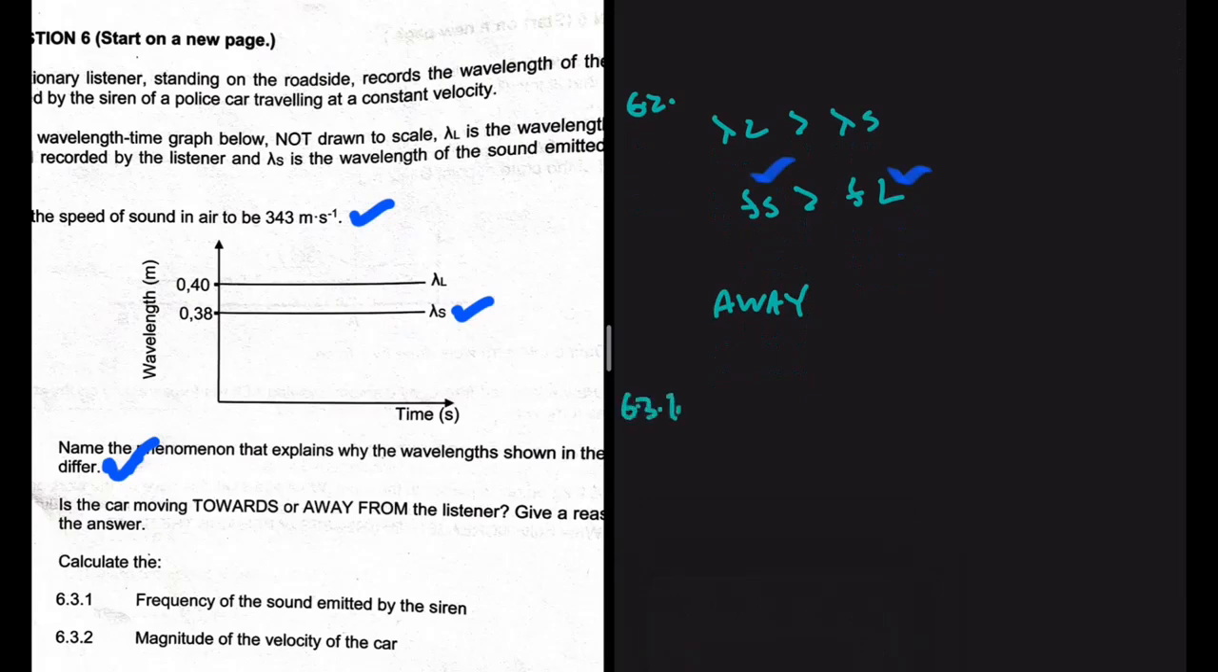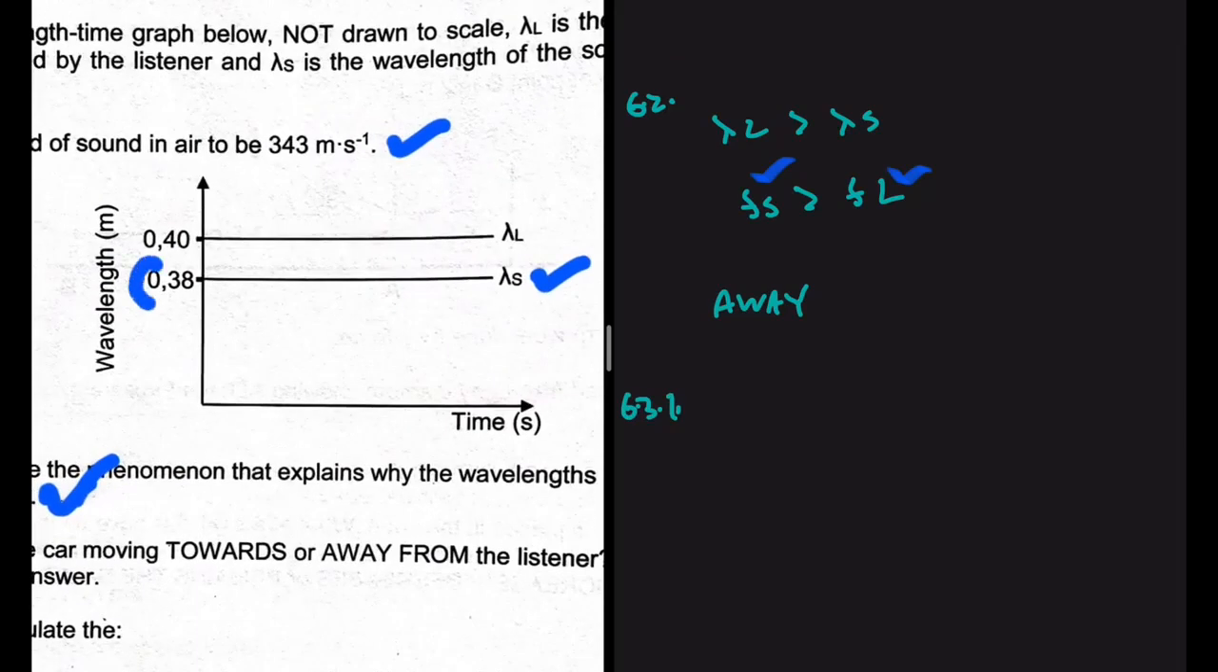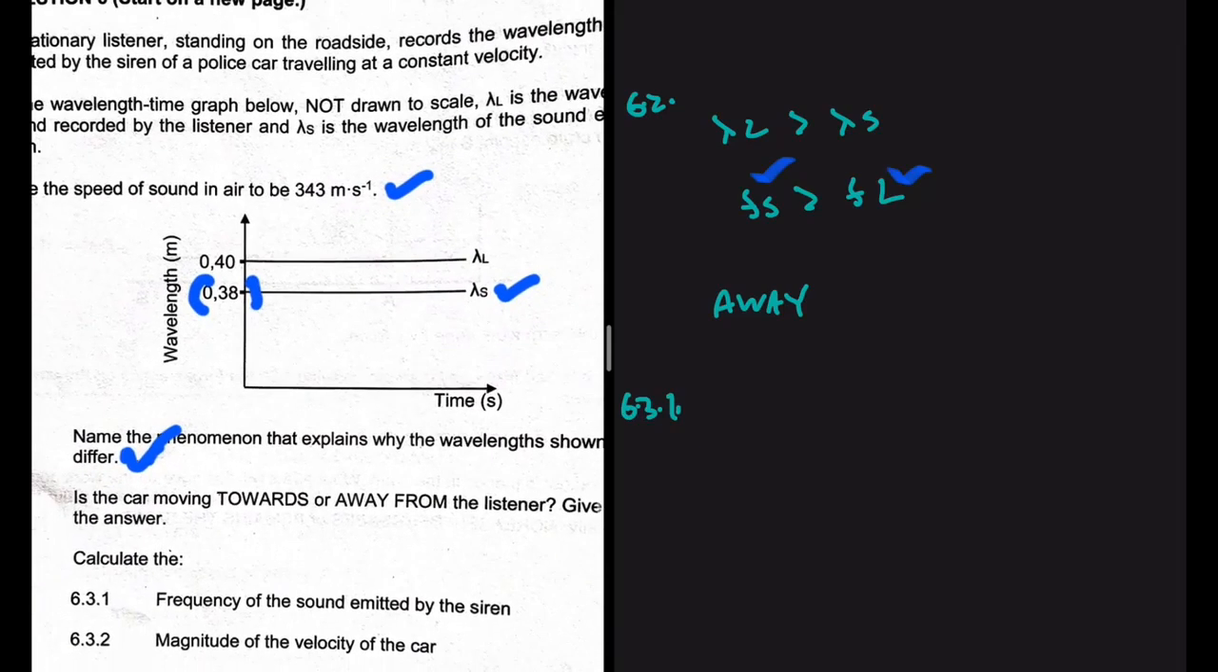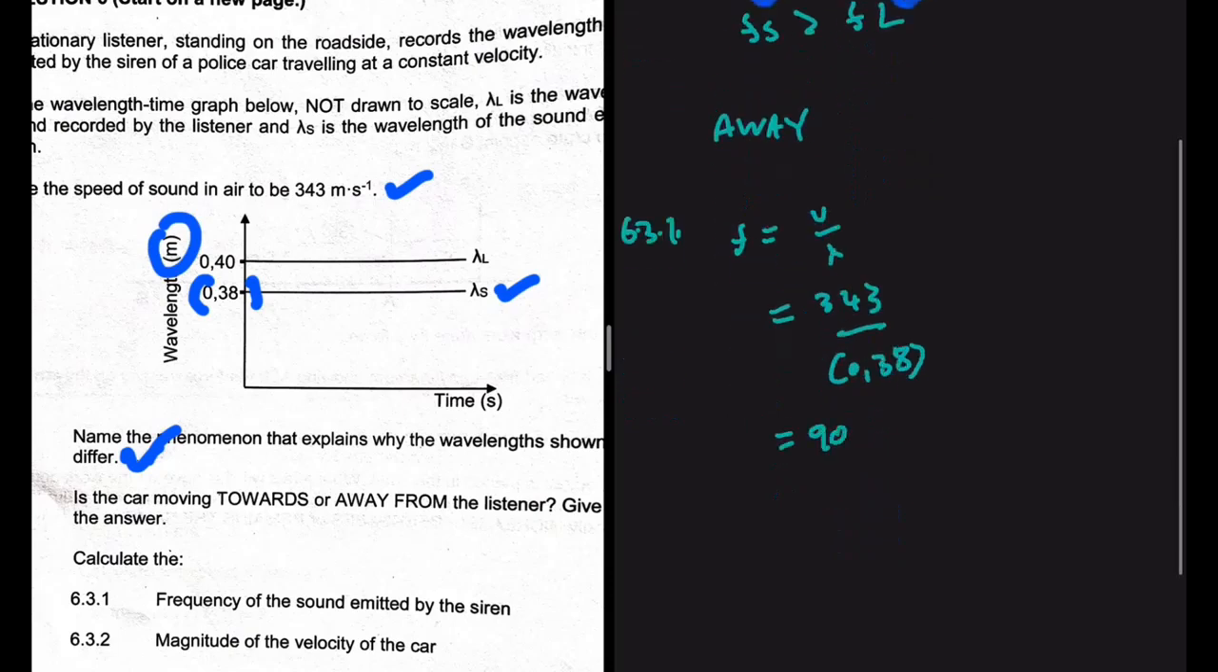And then 6.3.1, calculate the frequency of the sound emitted by the siren. Well, we have the wavelength of the sound emitted by the siren, so it should be quite easy to calculate the frequency. F is equal to V divided by the wavelength. We are told to take the speed of sound in air as 343 meters per second. So we have 343 divided by 0.38. It's already in meters, so we don't have to change anything there. This gives us 902.63 hertz. This is the frequency emitted by the source.